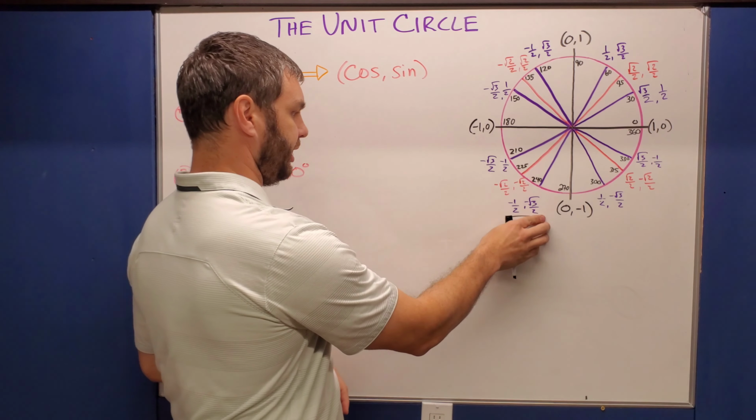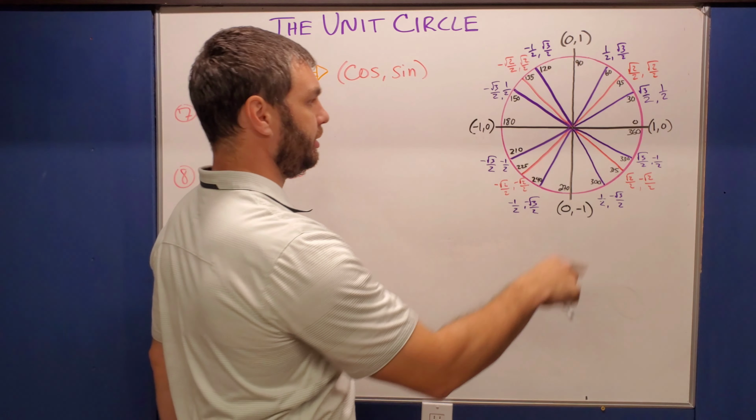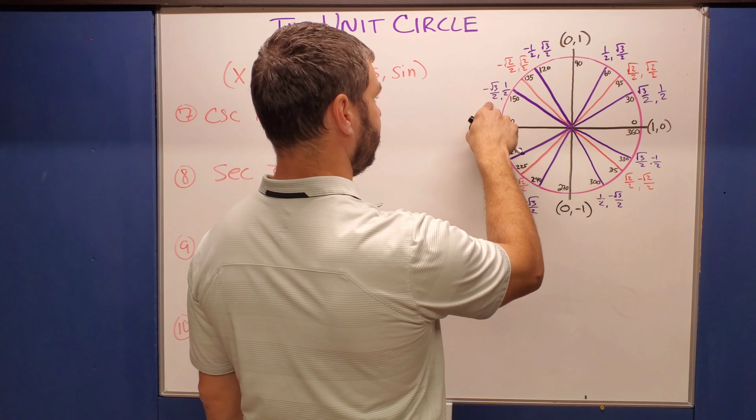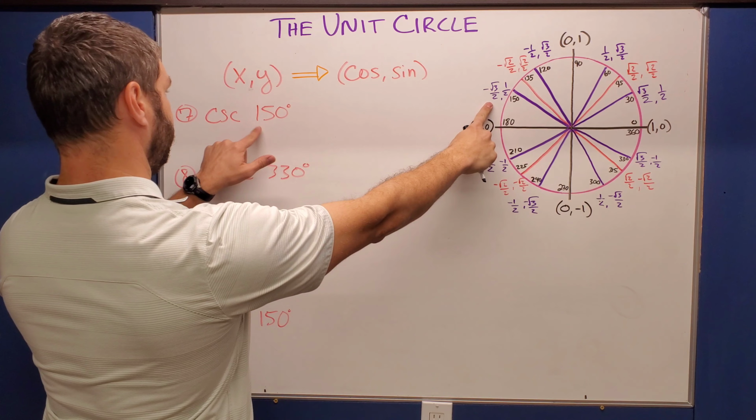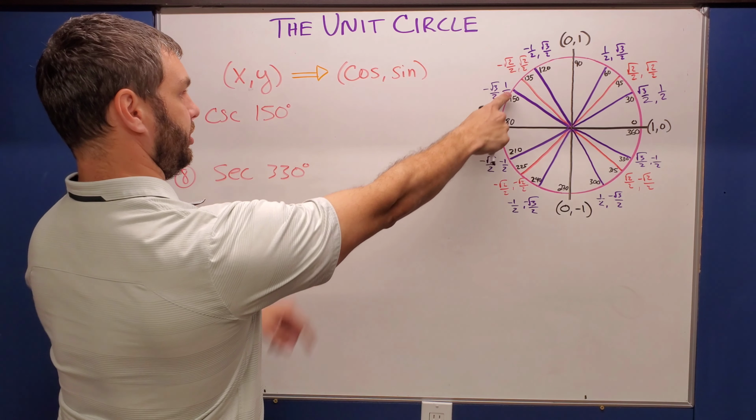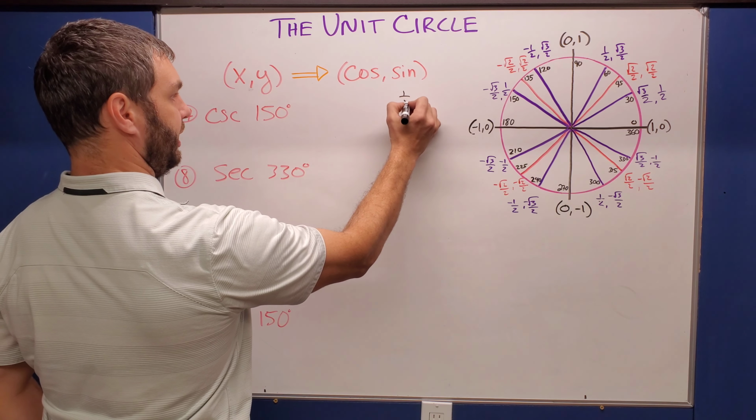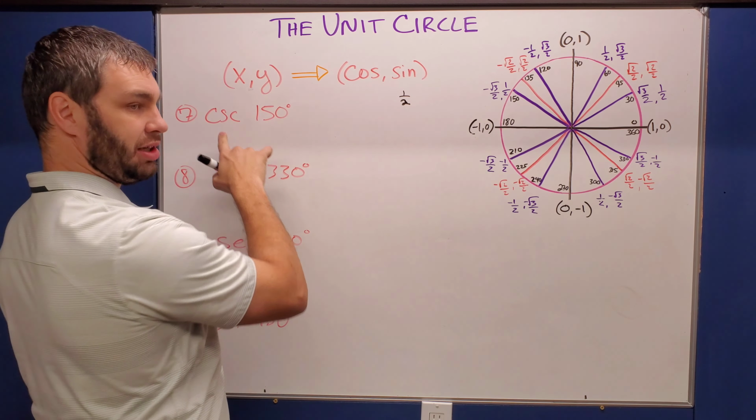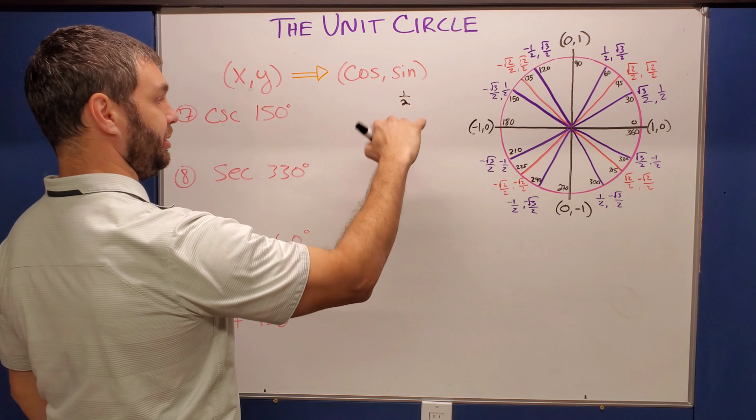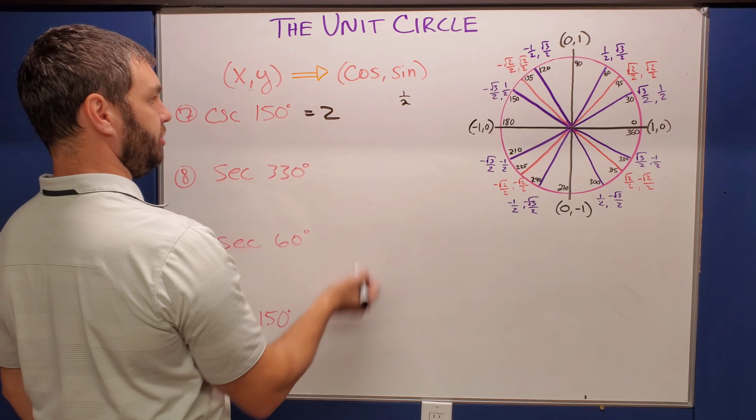All right, so let's check it out here. This is 150 on our chart. That is right there. And so again, I want to match this up with the sine, which is going to be 1/2. And so because this is cosecant, I can flip that fraction to be 2 over 1, which of course is just 2.